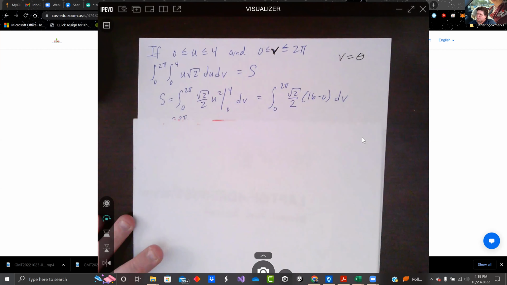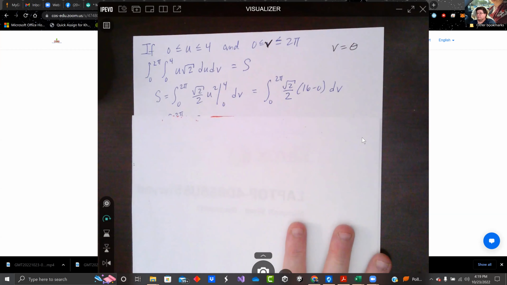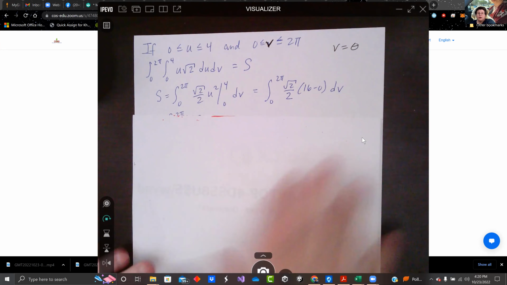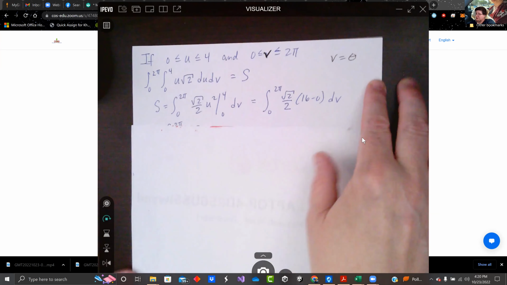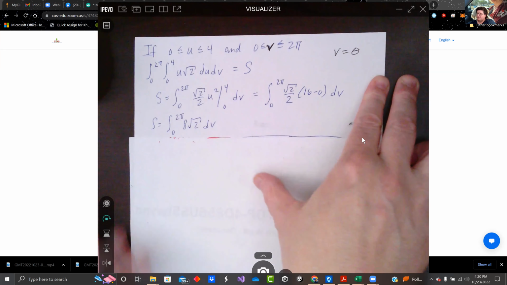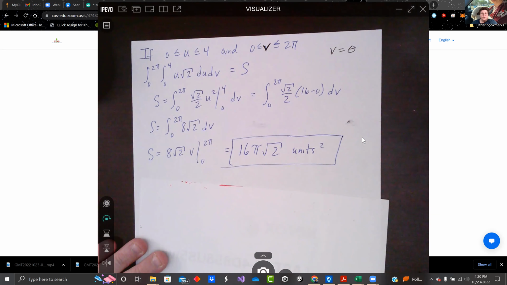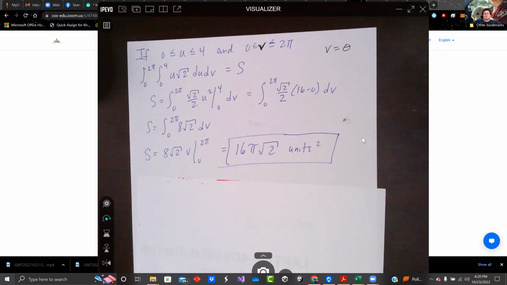So we integrate this bad boy. We got 1/2 u squared times square root of 2, so square root of 2 over 2, u squared from 0 to 4 just gives us 8 root 2, and we're going to integrate that from 0 to 2 pi. So we end up with 16 pi square root of 2 units squared. That's it.